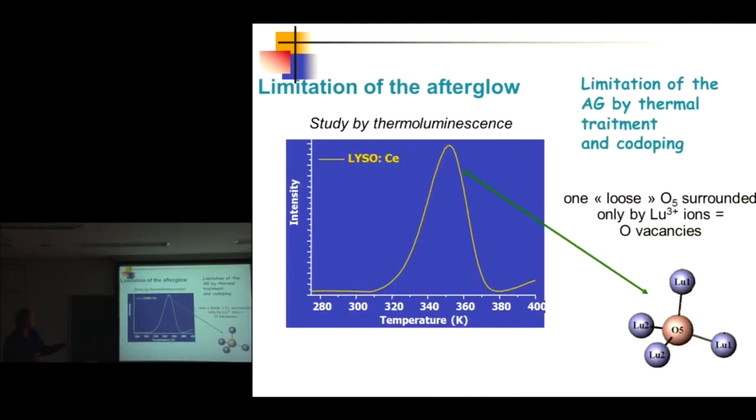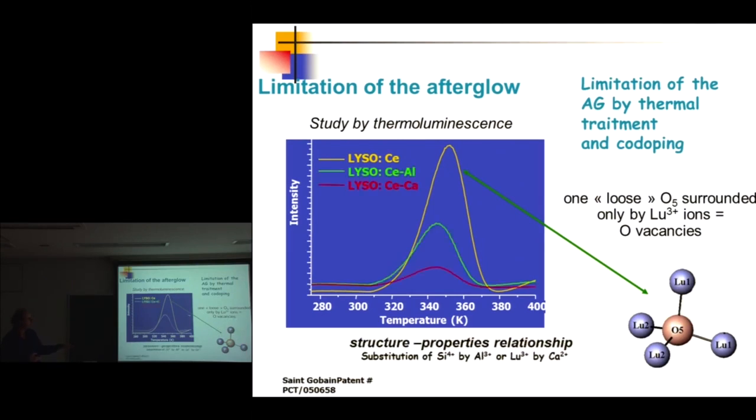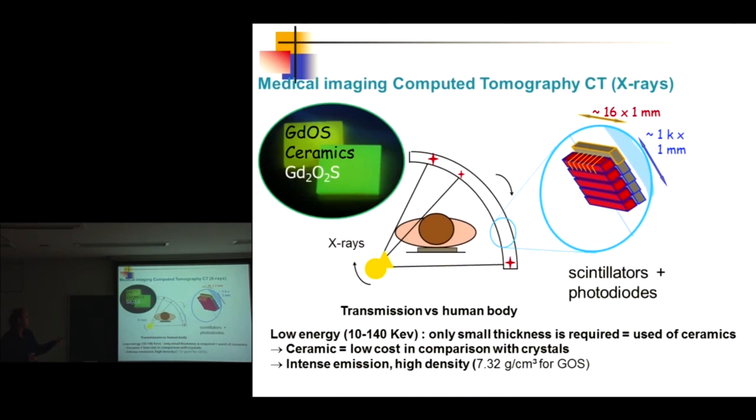So in the lab, we demonstrated that in this kind of material, LYSO doped with cerium, the origin of the trap was a type of oxygen vacancy, and we succeeded in putting in a dopant to limit and decrease the afterglow. In the next generation sold by Philips, the apparatus has much less afterglow than the previous one. This was done also for X-ray tomography. It was exactly the same approach.